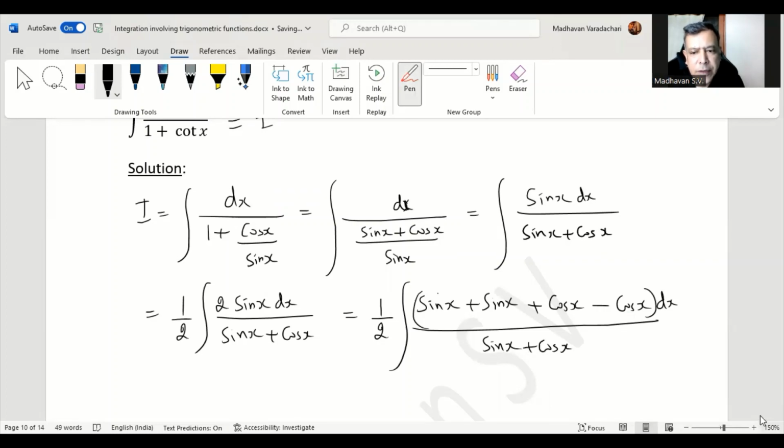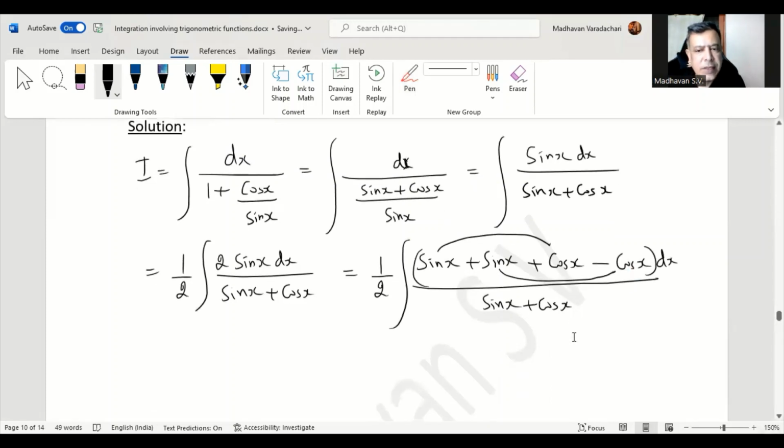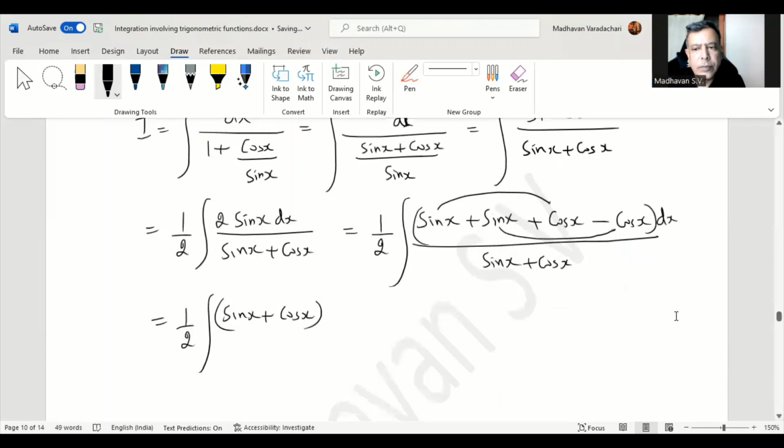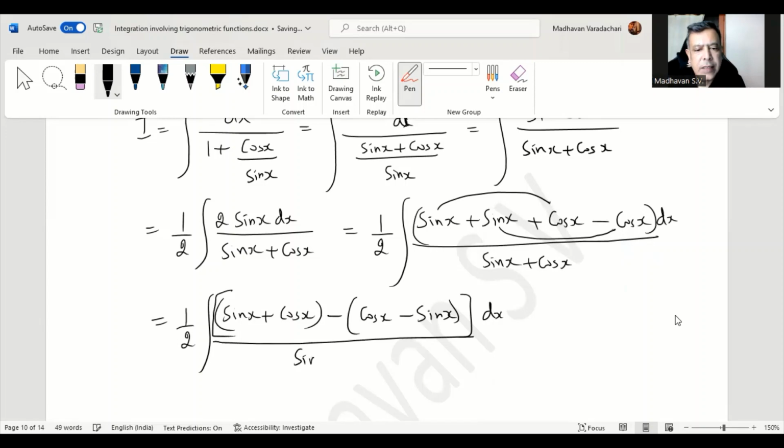Now what we will do is combine these two and combine these two. I will rewrite this as 1 by 2 times sin x plus cos x, and then minus of cos x minus sin x, the whole thing times dx divided by sin x plus cos x.